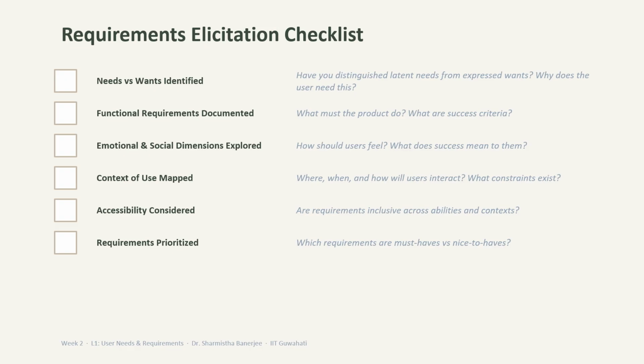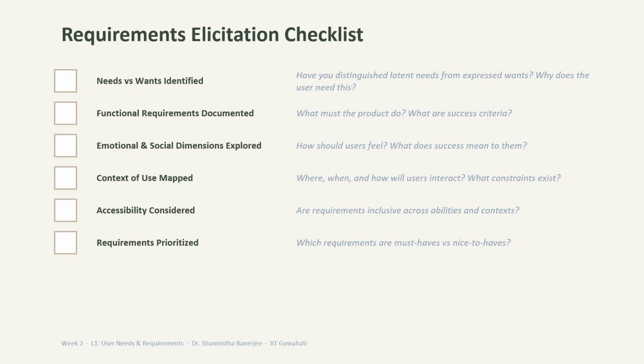What it implies is, when I am planning this user research, I have to see whether I have observation parameters or research questions or questionnaires which are able to identify needs versus wants. So have you distinguished between the latent needs and expressed wants? Why does the user need this? Do you have adequate ways of identifying them? Then if it is there, you tick mark that.